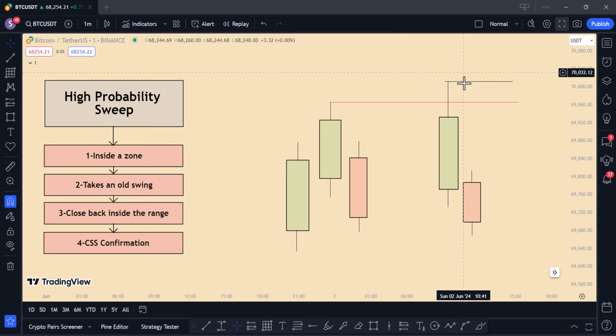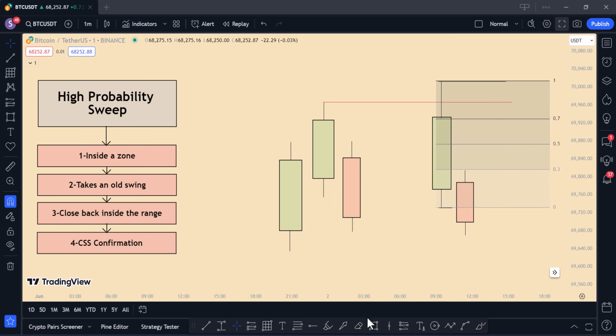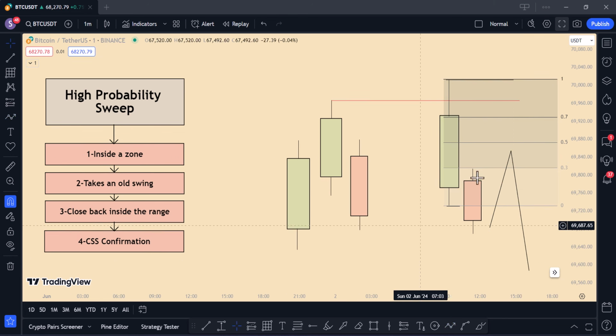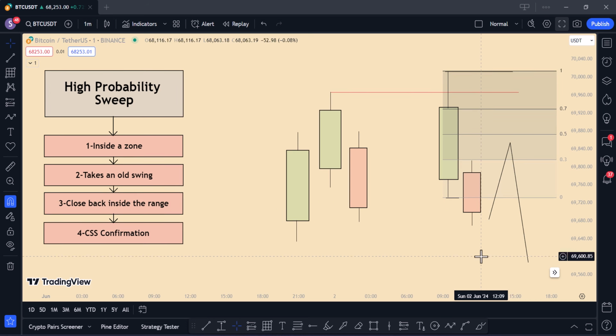We have the sweep closing back inside the range, and then here we have the CSS. So this is the previous range from this low to this high, and what you want is to take your entry from somewhere around here, the pullback. So this confirms that this is just a sweep and price shifted in terms of market structure. And now let's move on to the fifth and final factor.